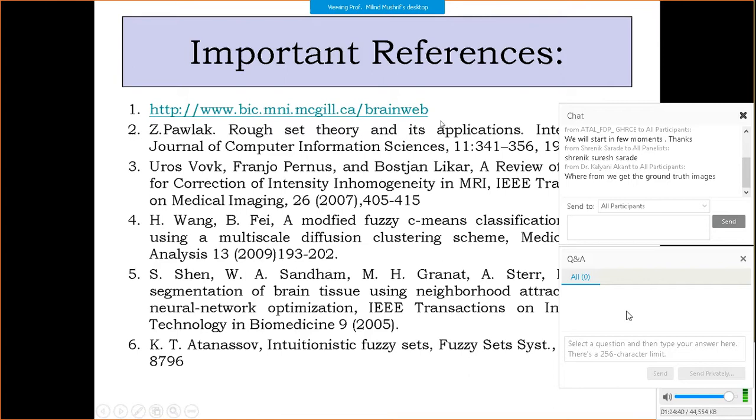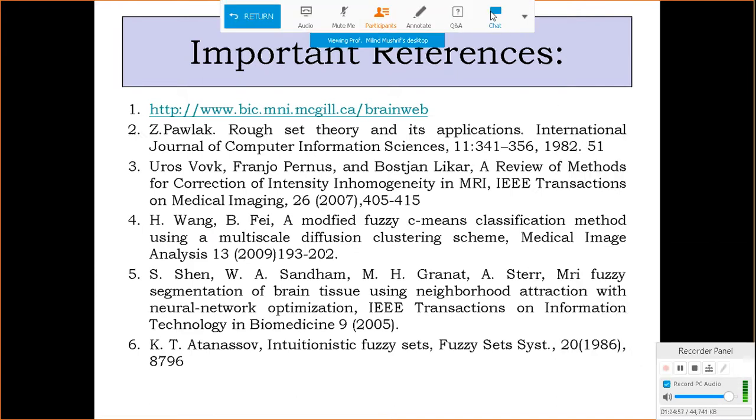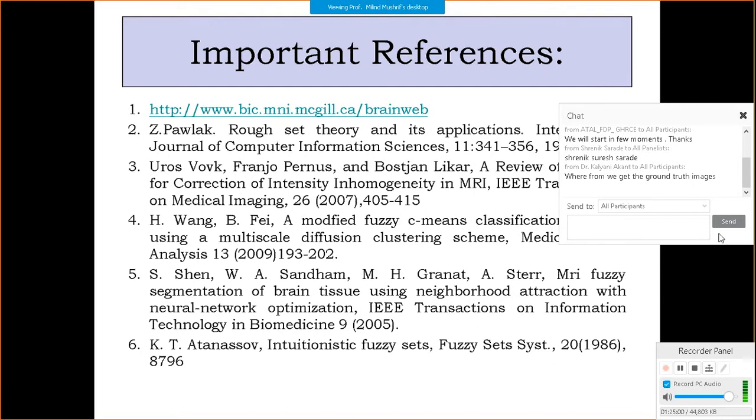www.bic.mni.mcgill.ca/brainweb. These are basically simulated images, not real images, but these are ground truth images, very useful for analyzing the performance of your segmentation techniques, because images from 0% noise to 9% noise and various intensity inhomogeneities are available there. So you can consider those as benchmark images and compare your results with them.